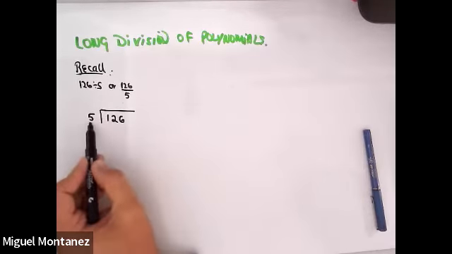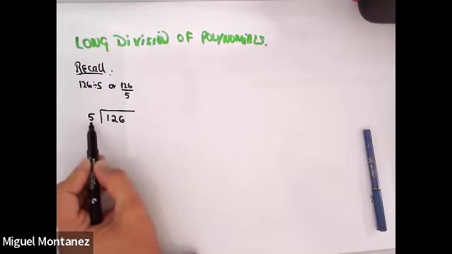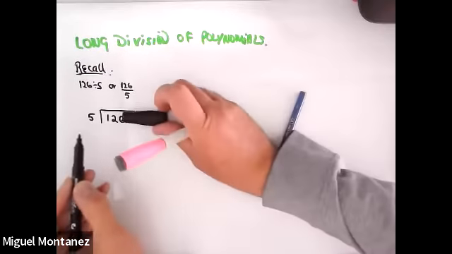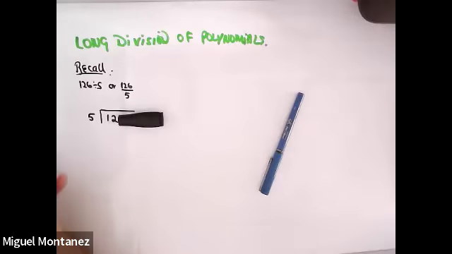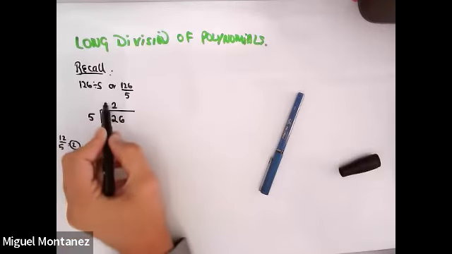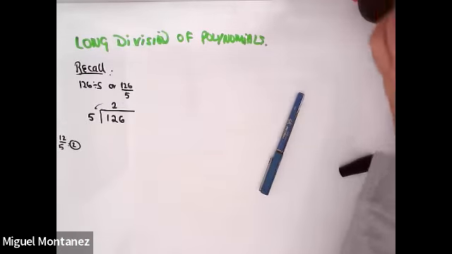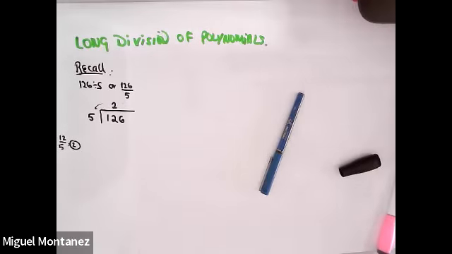We ask ourselves how many times 5 fits into 1. It's not possible. How many times does it fit into the 12? That would be 2. We just simply take 12 divided by 5 equals 2. That's my first answer, so we place it here. Now we multiply. 2 times 5 is 10.